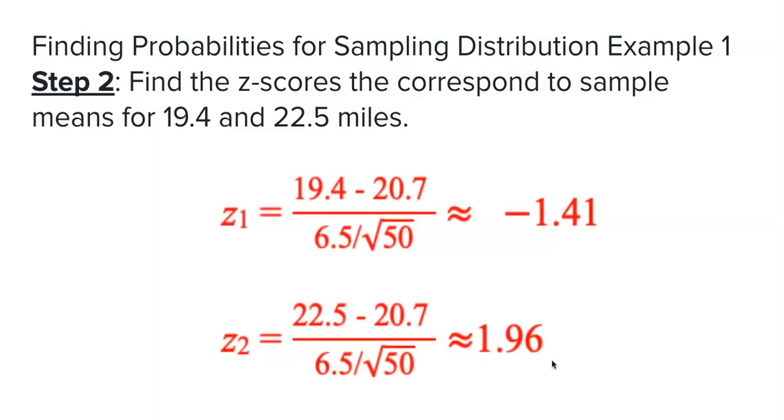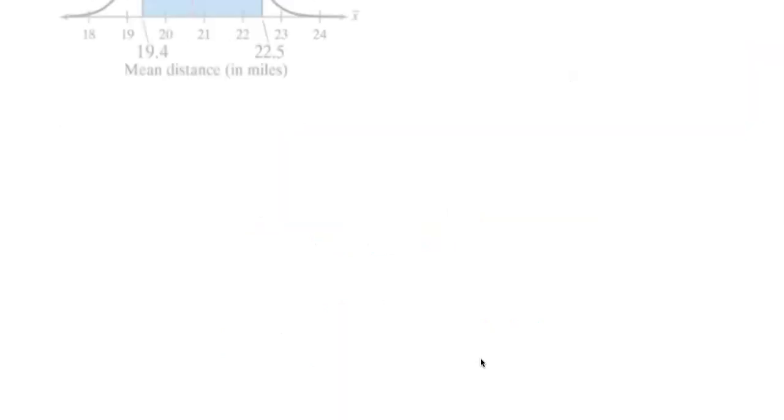So first find the z-scores for those two numbers of miles that they gave us, 19.4 and 22.5. We need to find the z-score for both of them. Do 19.4 minus the mean of the population, which was 20.7, and divide that by the standard error that we found on the previous page. The z-score for 19.4 comes out to be negative 1.41. Do the same thing for 22.5 miles: subtract the population mean, 20.7, and divide by the standard error, and you will get 1.96. We need these two z-scores because we want to find the area between these two scores under the normal curve.